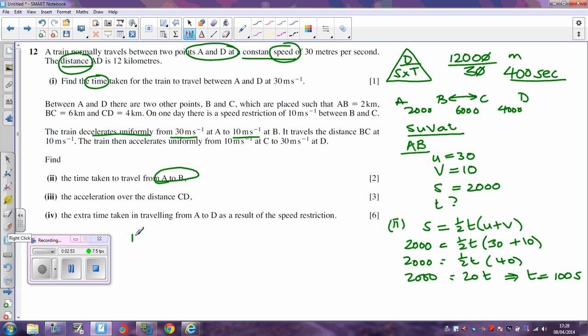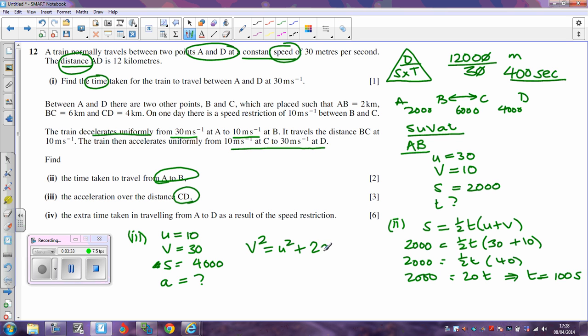Right, part 3 says the acceleration over the distance CD. Okay, so CD is this part of the journey, so we know that u for CD is going to be 10, and we know that v, because that's the speed that it reaches when it gets to D, v is equal to 30. We're told that the acceleration is uniform, and we know the distance between C and D is 4,000, so that's s is equal to 4,000 meters. And we are asked to find a in this case, and the equation that connects u, v, s and a is v squared equals u squared plus 2as.